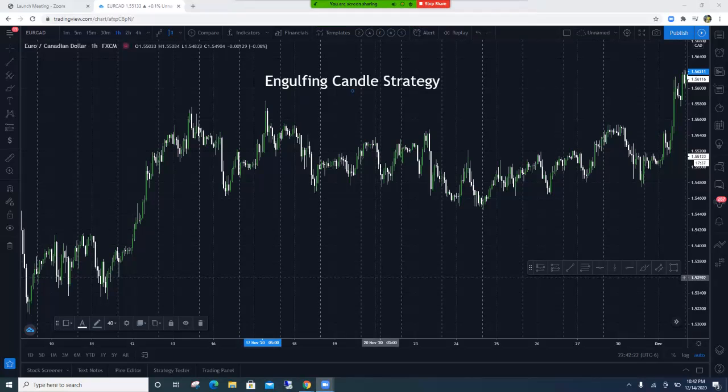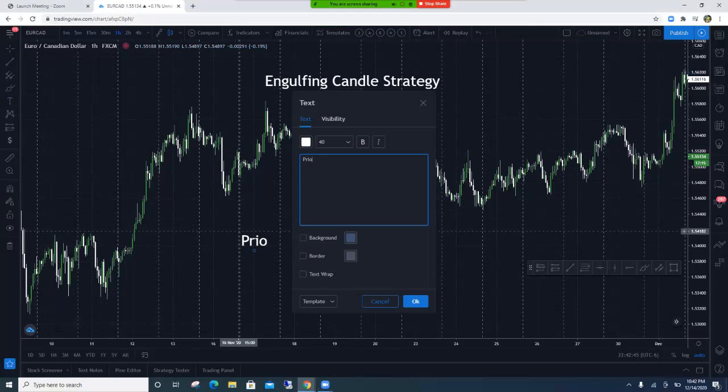All right, we're going to go over one of my most profitable strategies, the engulfing candle strategy. This is a strategy where, if you don't have a lot of time, you can actually profit really well in the markets and be able to trade Forex properly with this strategy. So let's get started.